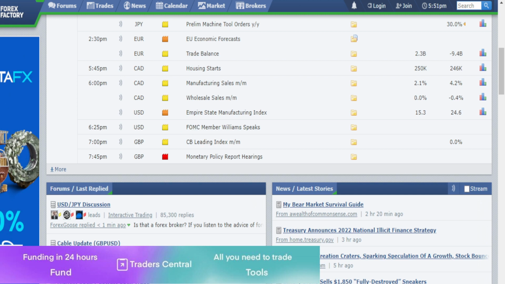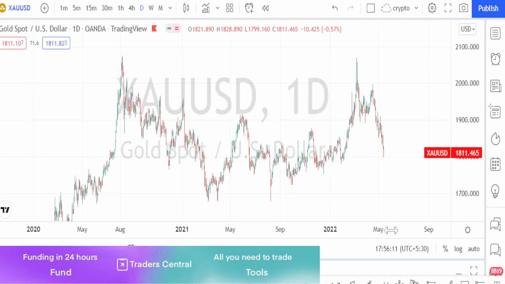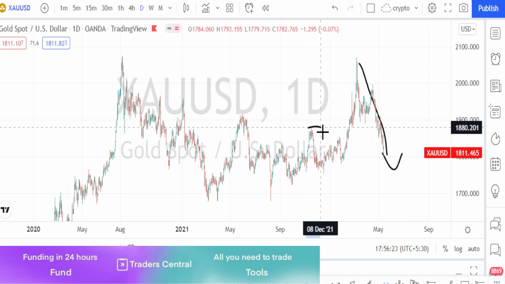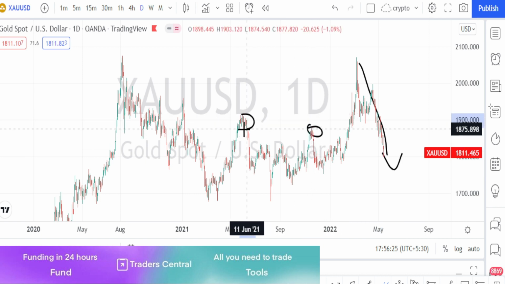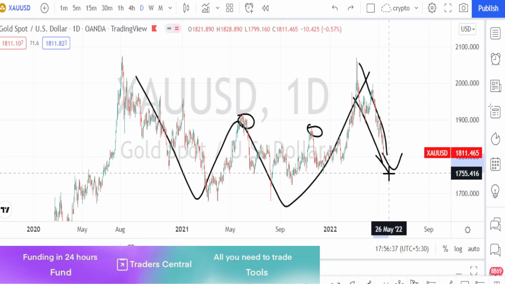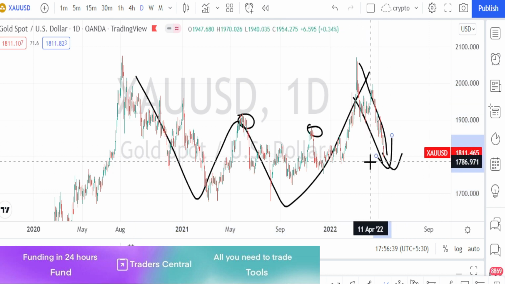Let us begin our gold analysis. I'm in daily time frame now. When we look at the price action in daily time frame, we already know that from this level the price action is in a very strong bearish trend. It has also broken these previous support levels and the neck level of the double bottom pattern. It is in a very strong bearish retracement.